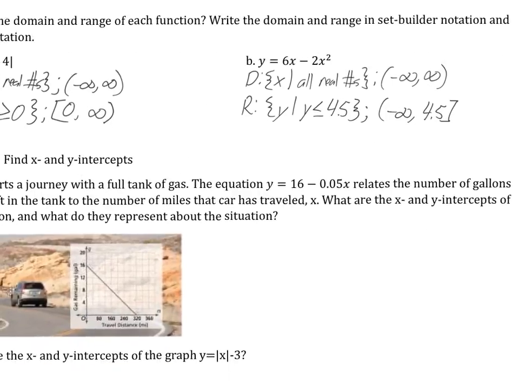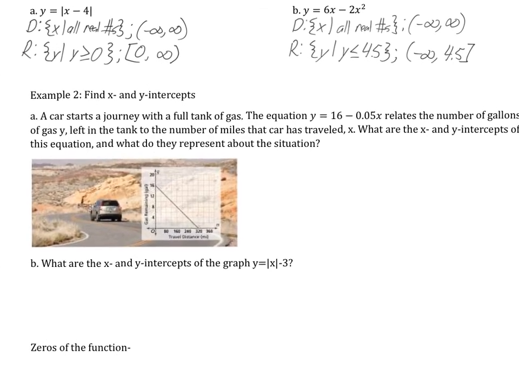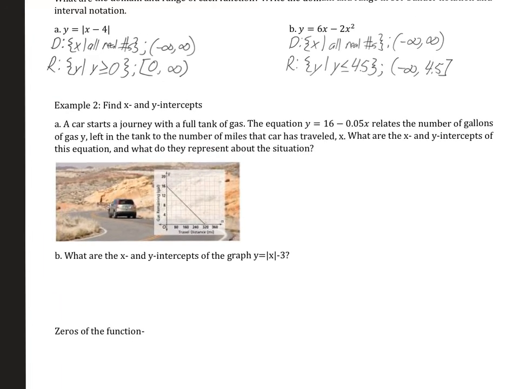Okay, so this next one, a car starts a journey with a full tank of gas. The equation y equals 16 minus 0.05x relates the number of gallons of gas y left in the tank to the number of miles the car has driven x. What are the x and y intercepts of this equation? What do they represent in this situation? Okay, so thinking about this.